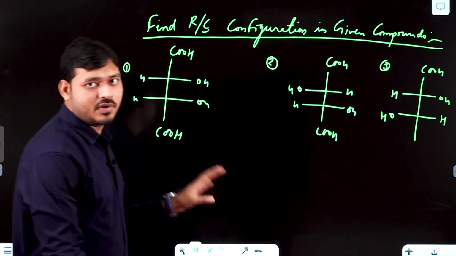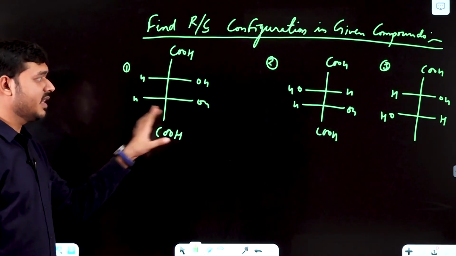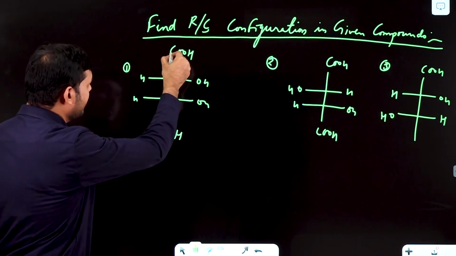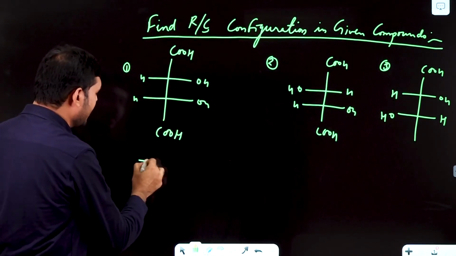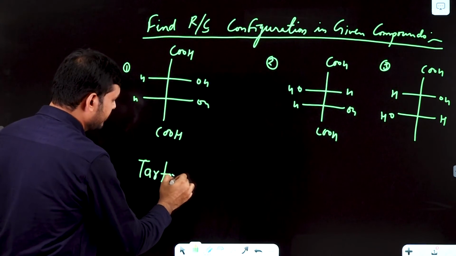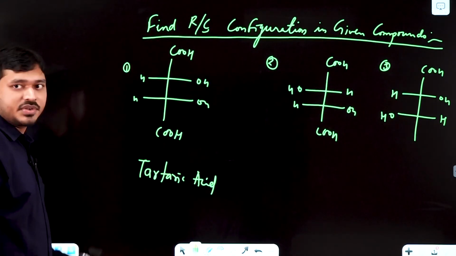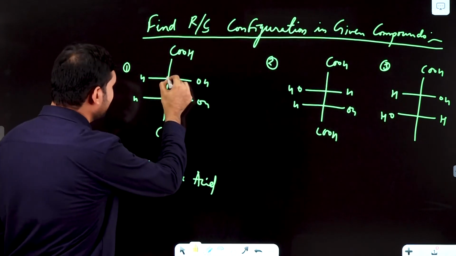Okay, so first of all you just find the RS configuration in these three. If you will see, it is actually COOH, 1, 2, 3, 4, it is actually your tartaric acid. Okay, tartaric acid. So find out RS configuration in this part. Okay, so let's see this one.